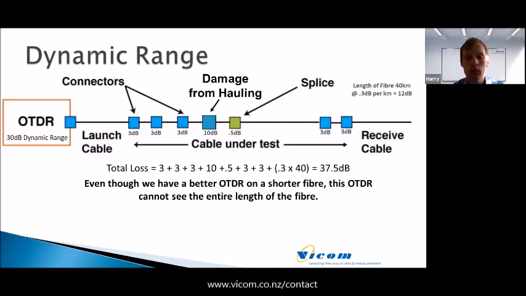performance is too poor. So once again, this highlights that just because you get a high dynamic range OTDR doesn't mean you can shoot a further distance. It's also dependent on your network performance and how well your network's being maintained.